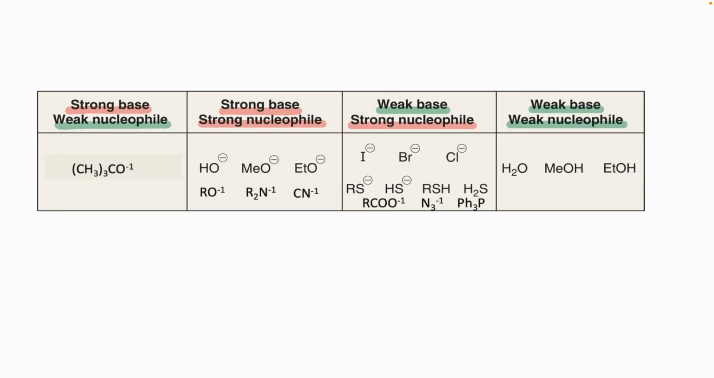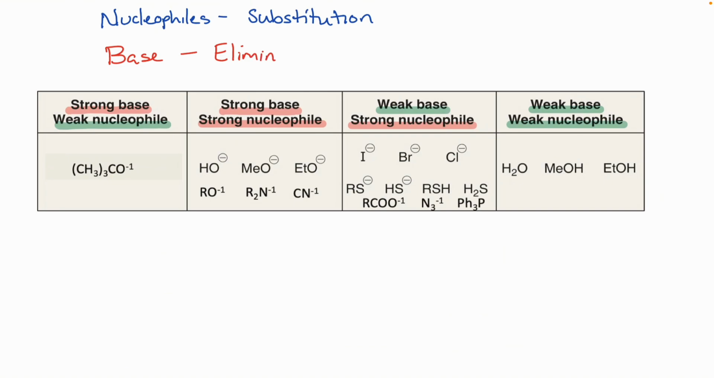Okay, so let's just remind ourselves real quick. We called them nucleophiles when they were involved in which of our two reaction types, substitution or elimination? Substitution. So our nucleophiles prefer substitution reactions. We called them bases when they were involved in elimination reactions.